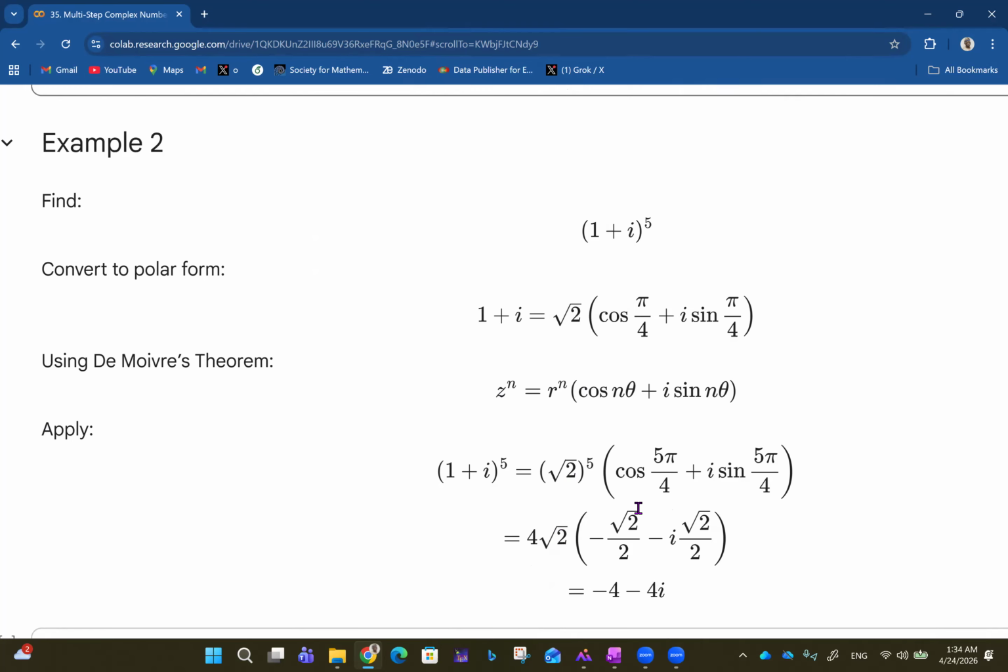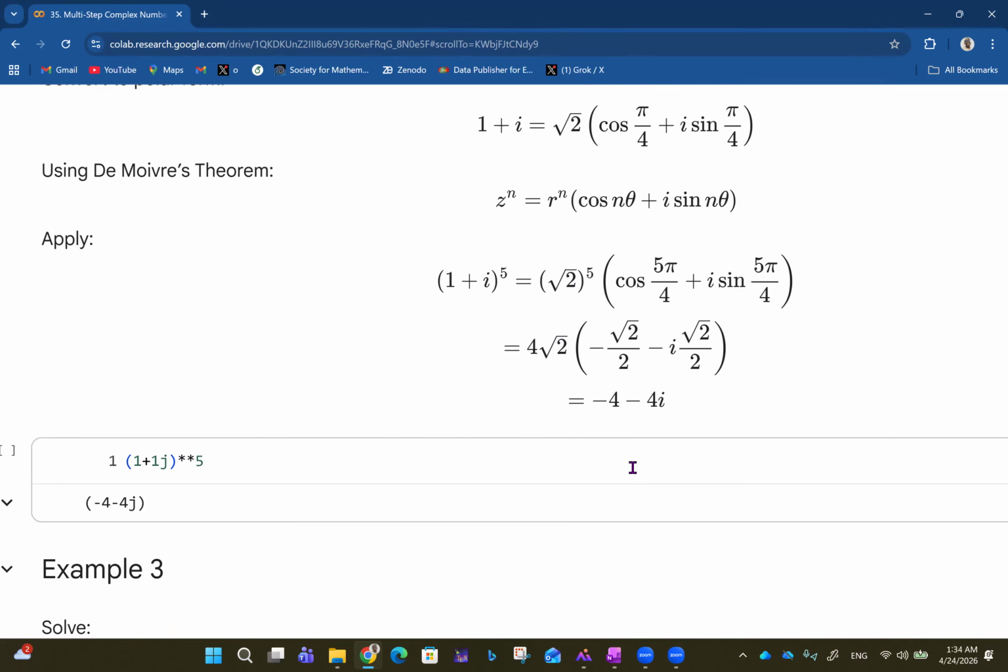You have minus root 2 over 2, and then minus i root 2 over 2. And by the time you tidy up all of this, multiply all this out, you have minus 4 minus 4i, like that. If you are going to do it algebraically it would be messier than this, although power 5 is still easy. You may still be able to pull that off using binomial expansion. But polar form and De Moivre's theorem make everything pretty easy.